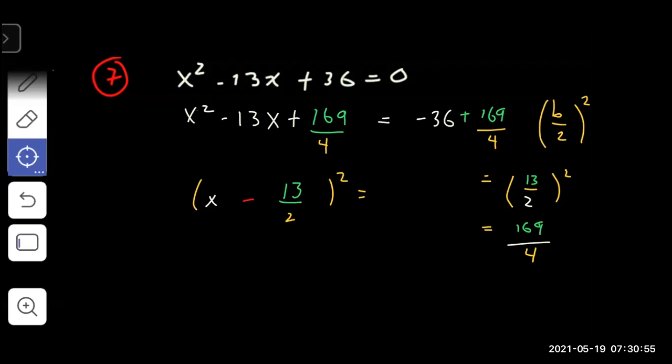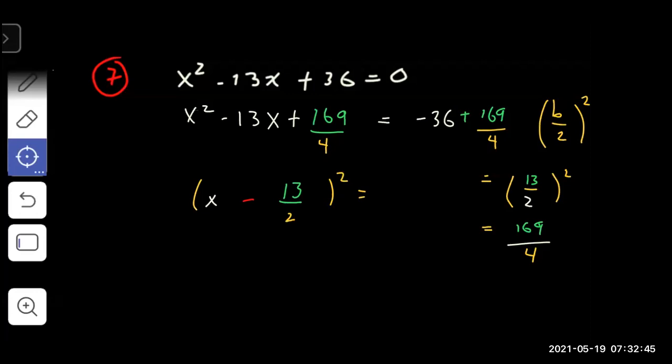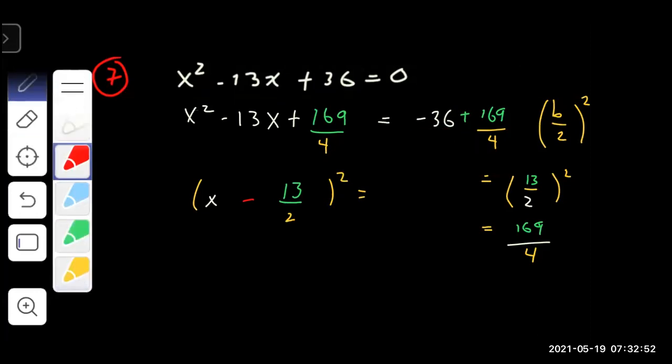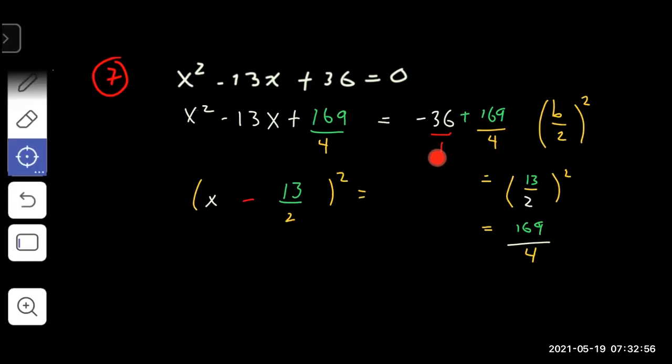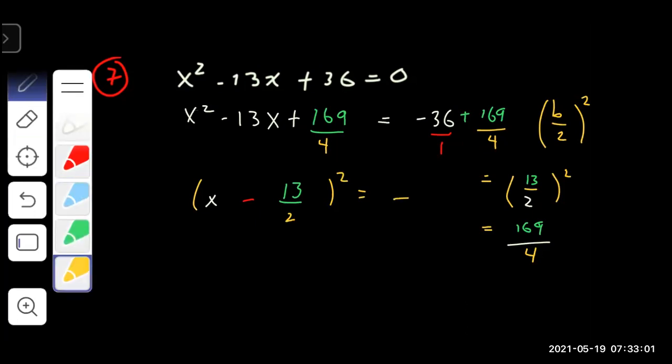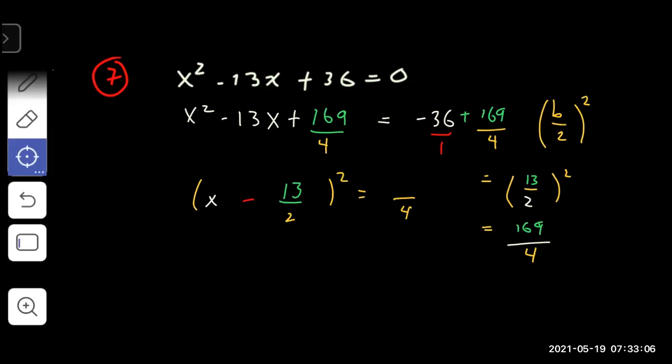For this one, you can do it mentally, of course, but I highly recommend you use your calculator. Put it like this: negative 36 plus 169 over 4. Since our calculator doesn't want to give us the fraction form, we're going to do it mentally. I taught you how to do this. We have different denominators, so we put a denominator here, 1. So what is the least common denominator here, guys? Sorry, I meant the least common multiple.